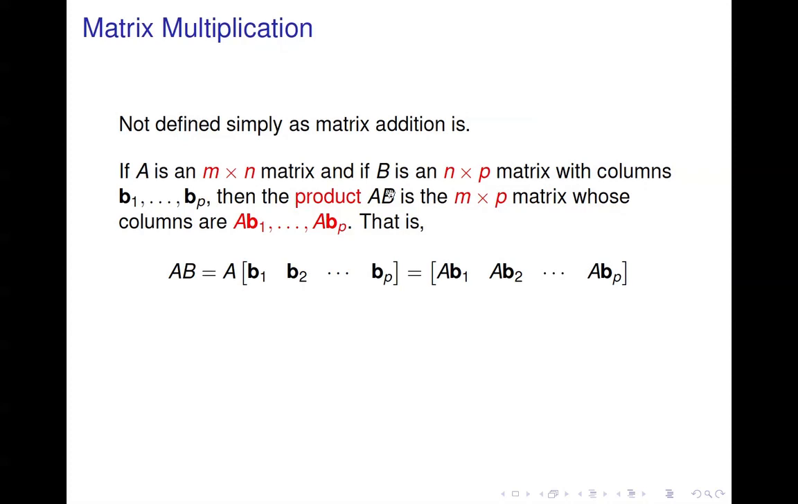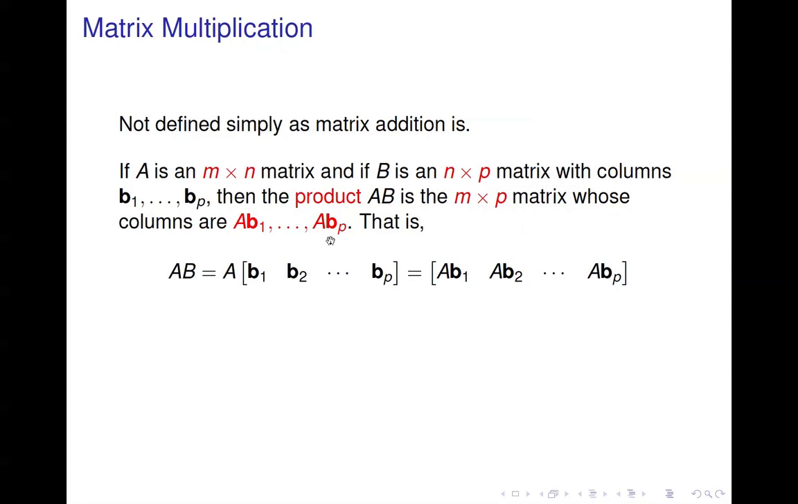So the N here matches up with the N here, and that means the product is defined. The product itself, the dimensions of it, will be the first, the number of rows, which is M, by the number of columns of B, so it will be M by P. Okay, so how do we compute A times B?